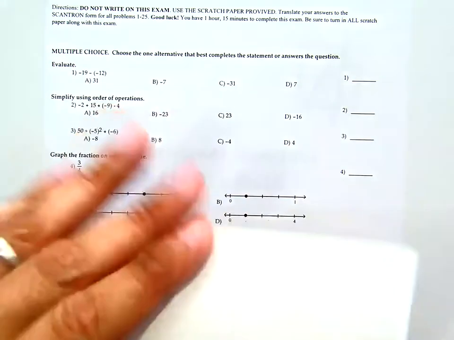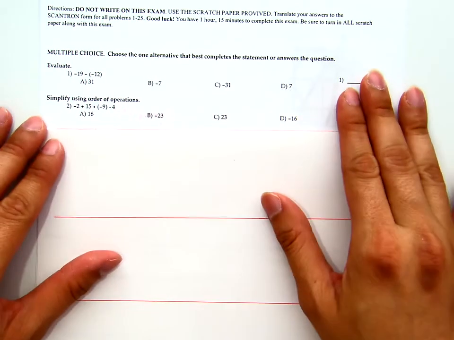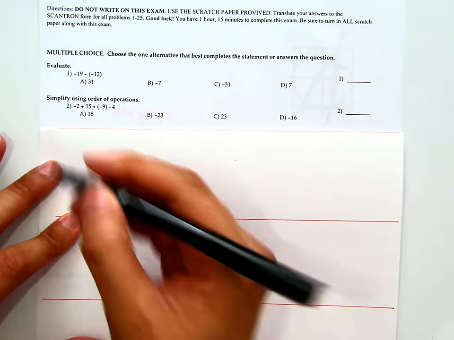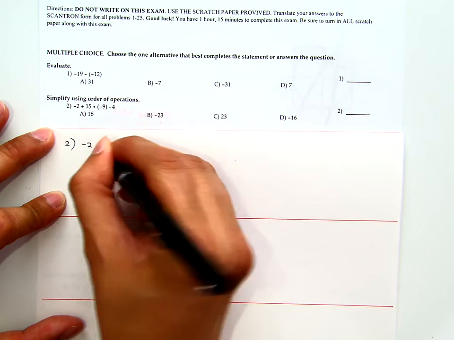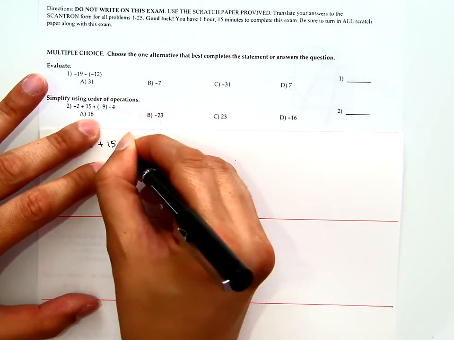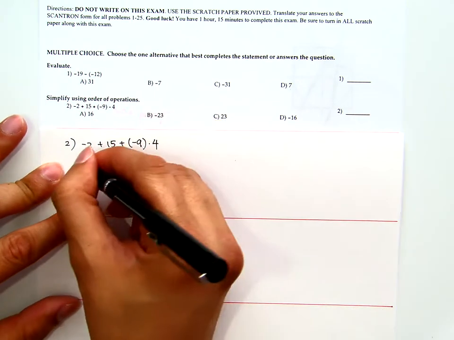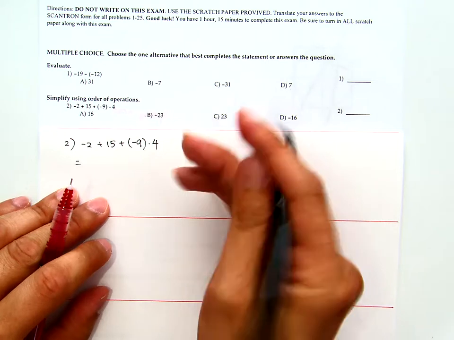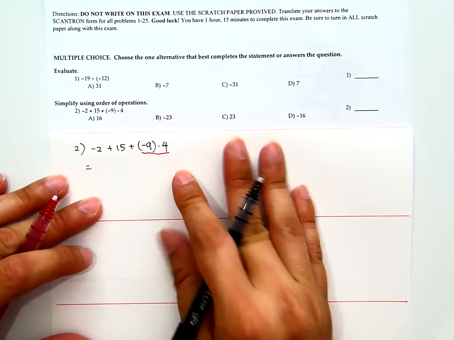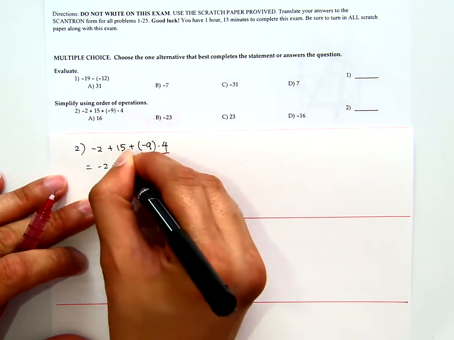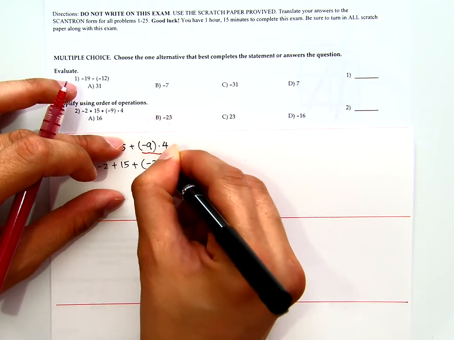Let's see number 2. Simplify using order of operations: -2 plus 15 plus -9 times 4. If I follow order of operations, I will need to multiply first, right? I multiply first, and therefore I get -2 plus 15 plus -36.